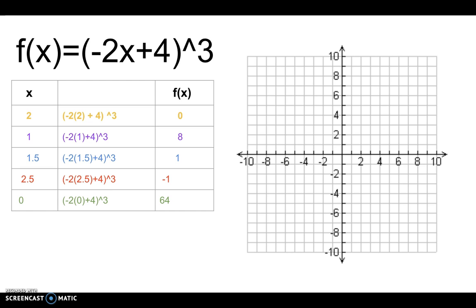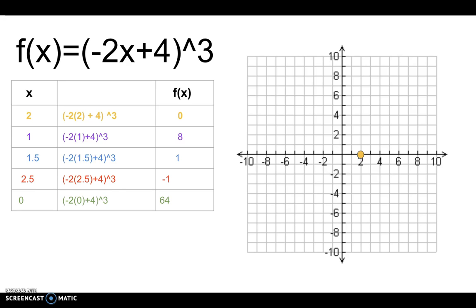Personally, I like to find the vertex first so that I know where my curves are going to go, and since it's negative, I know that it'll curve up to the left and down to the right. So I just substitute in 2 because I know that 2 times negative 2 is negative 4, and negative 4 plus 4 is 0, and then I do the outside of the parentheses next, which is cubed, and that still gives us 0. So our first point is 2, 0.